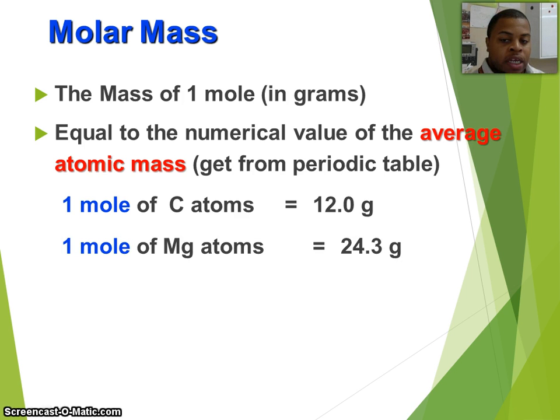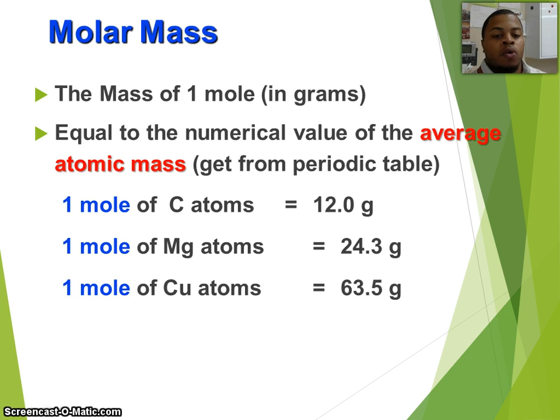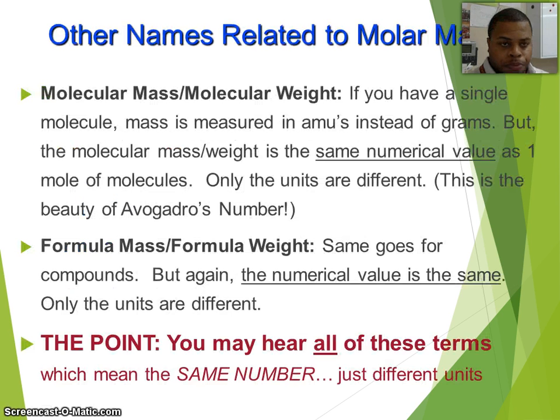Or 1 mole of magnesium, 24.3 grams. 1 mole of copper, 63.55 grams. Taking this directly, I guess the basic idea is this allows us to move from a micro, very, very small, to a very macro, a very large view, something we can actually work with and do reactions with, and that is our goal.